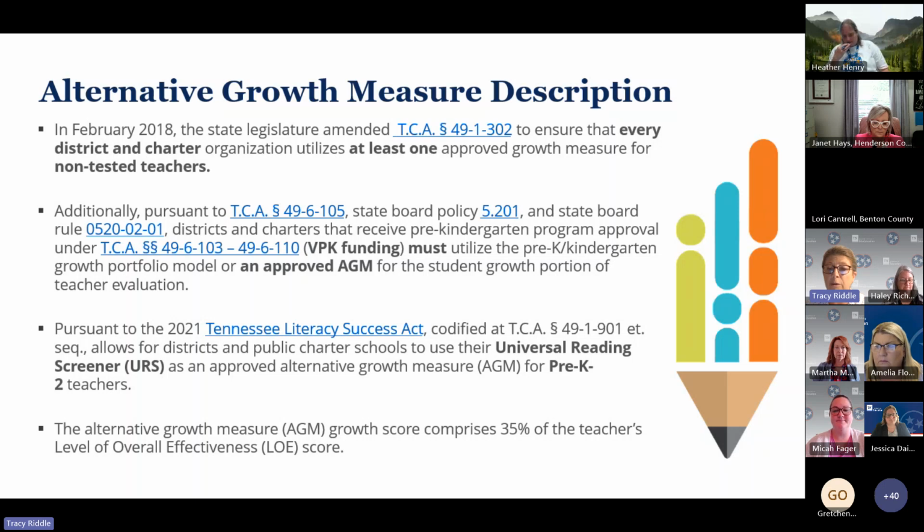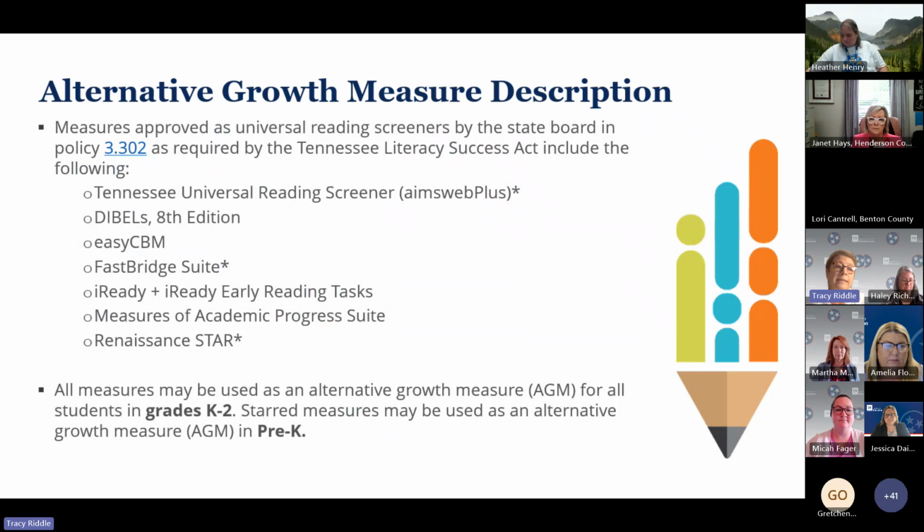The alternative growth measure, whether that's the portfolio or your universal reading screener, makes up 35% of your teacher's final evaluation score, their LOE. This is an individual growth score, just like TVAAS. There are 7 different universal reading screeners that have been approved to be used as your alternative growth measure, and you see those listed here. These screeners are for K through second grade. The ones with a star, so Amplify mCLASS, FastBridge, and Renaissance Star, can also be universal reading screeners for pre-K teachers.